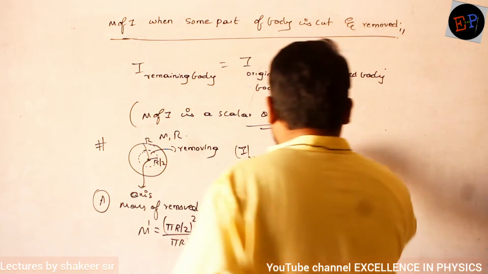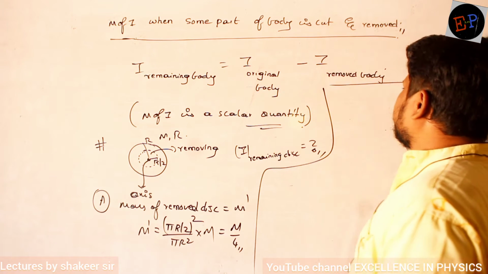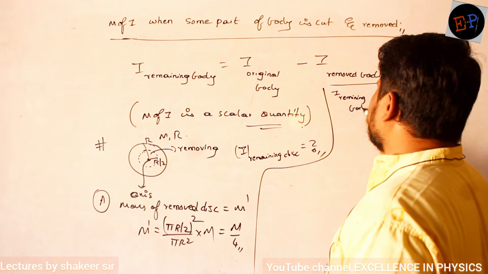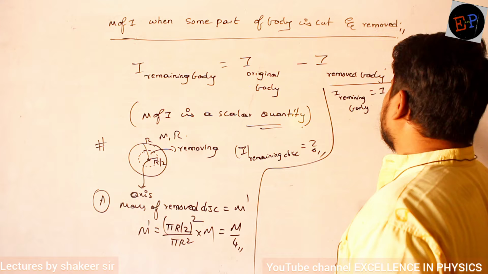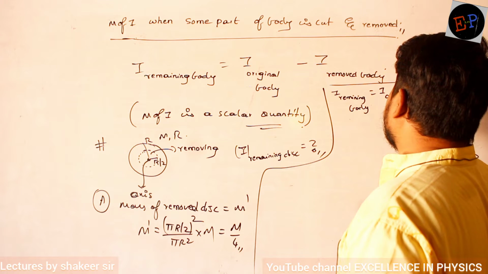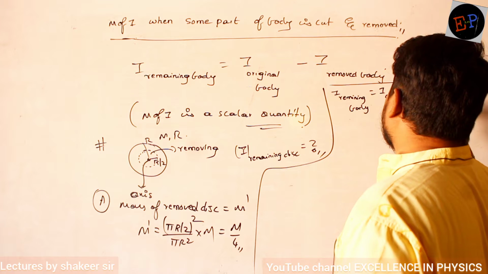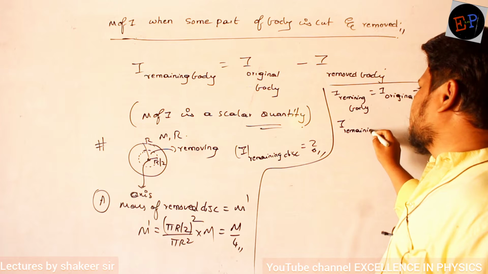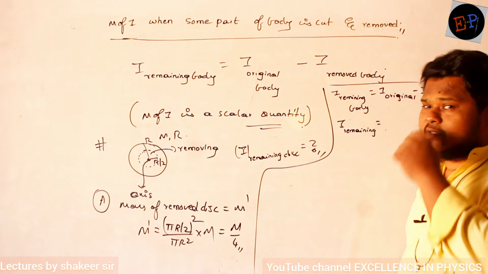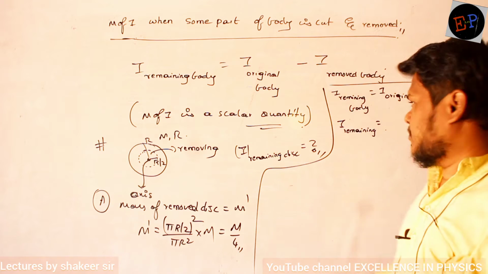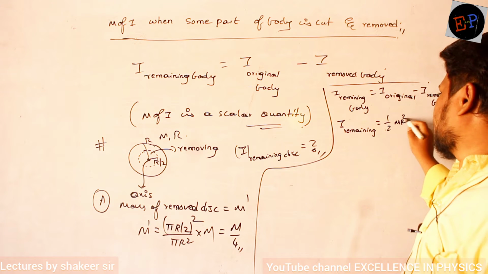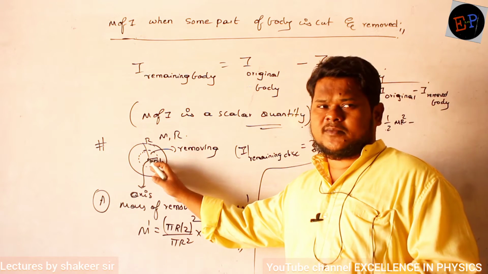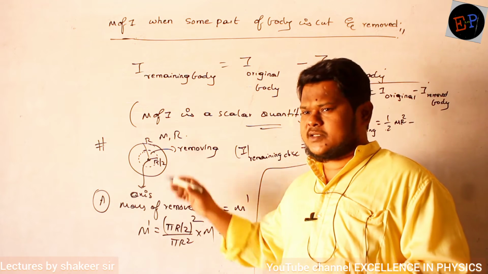Now let us apply this equation. Moment of inertia of the remaining body is equal to moment of inertia of the original body minus moment of inertia of the removed body. So I remaining is equal to, what is the moment of inertia of the original body when this is the axis of rotation? Half MR squared. So half MR squared minus moment of inertia of the removed body. For that one also, this is the same axis of rotation. For that one also it is half MR squared, because the axis is same.